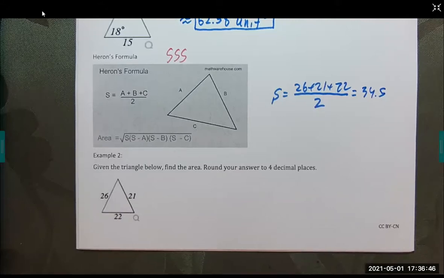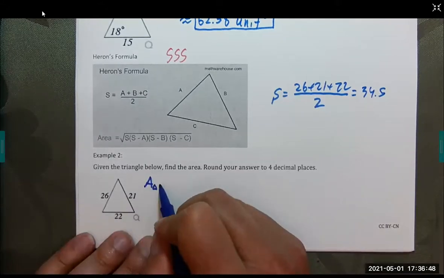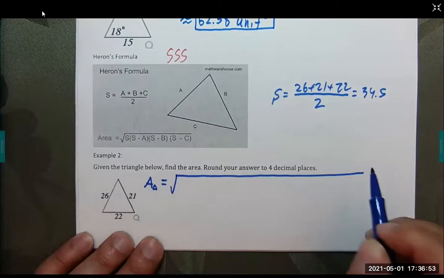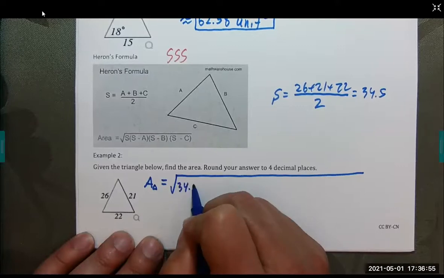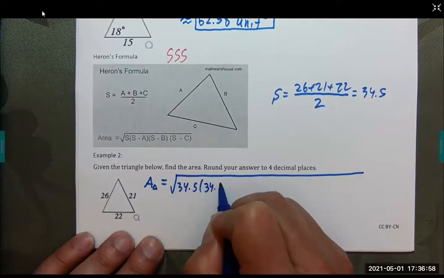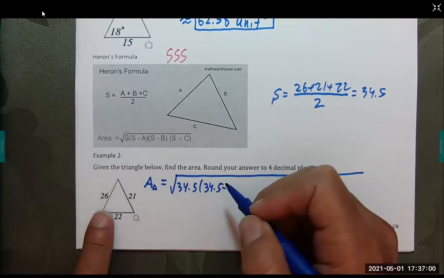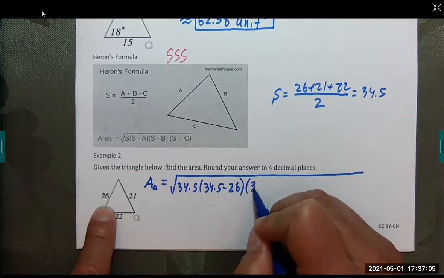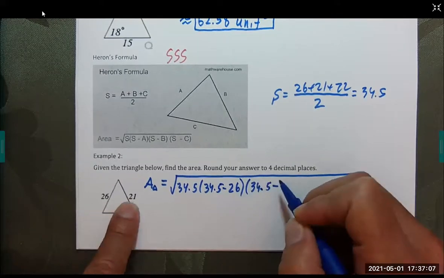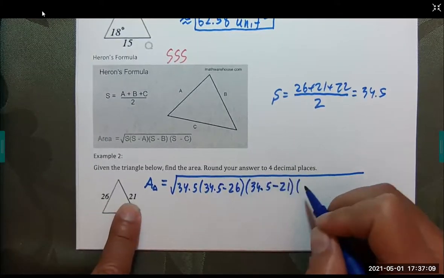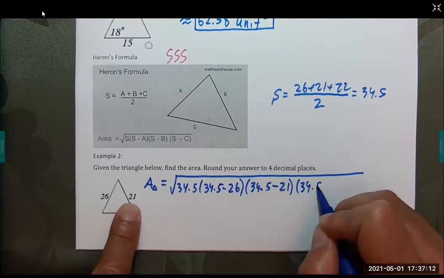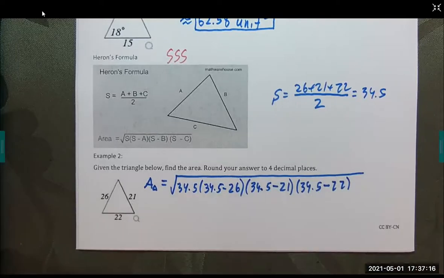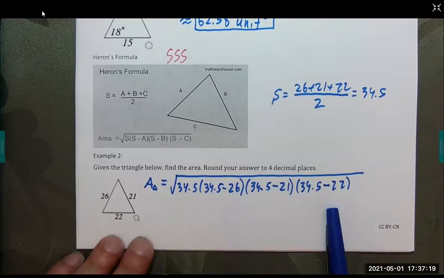So here we go. The area of this triangle is the square root of 34.5 times 34.5 minus A, I'll call 26A, doesn't matter the order, 34.5 minus B, I'll call it 21B, times 34.5 minus 22. And I'm going to type it in literally just like this with the parentheses and everything.